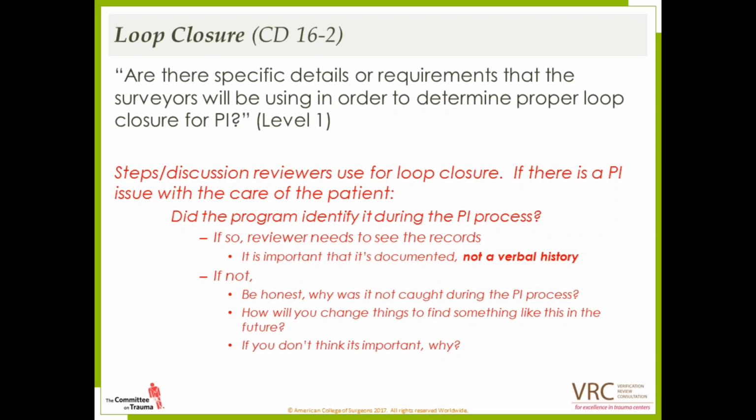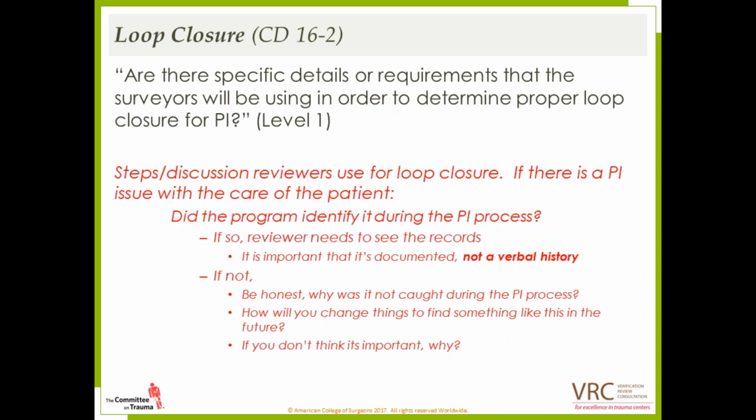And then they drill down. Did the program identify it during the PI process, or at some point, not necessarily during the PI process? If so, the reviewer wants to see the records. It's important to document that and not have it done verbally or in a conversation down a hall. It has to be documented. If that was not done, be honest with the reviewer, tell them why it wasn't caught during the PI process, and tell them how it's going to change or if you see something similar to this. And you want to tell them why it was important.